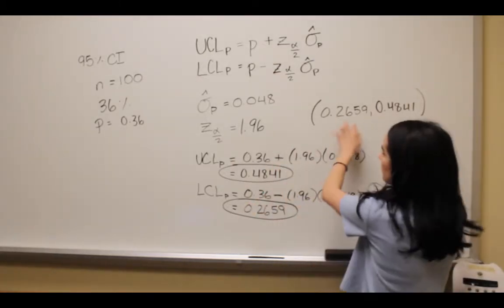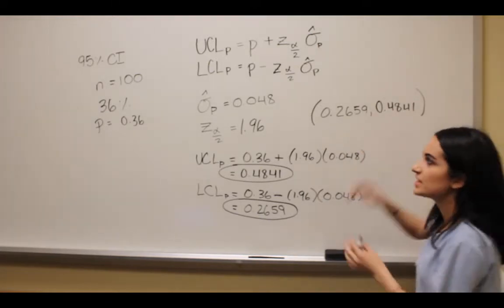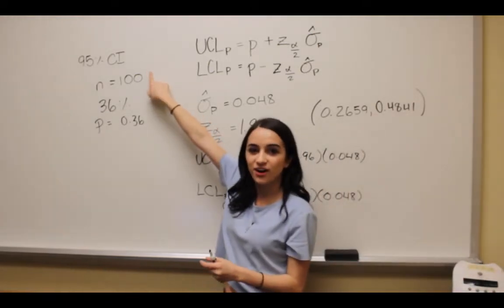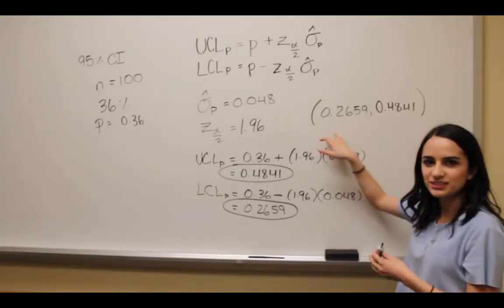Well, we can say that we're confident that our proportion will fall between these two numbers to a 95% confidence. So we're accepting a 5% error that it won't fall between these.